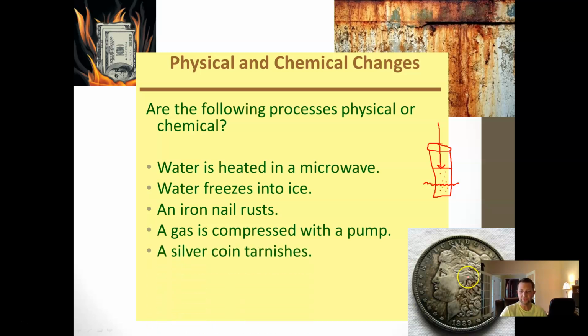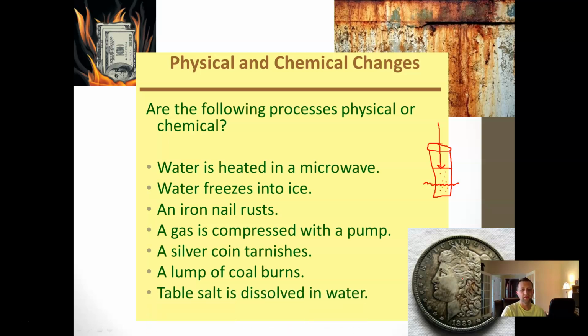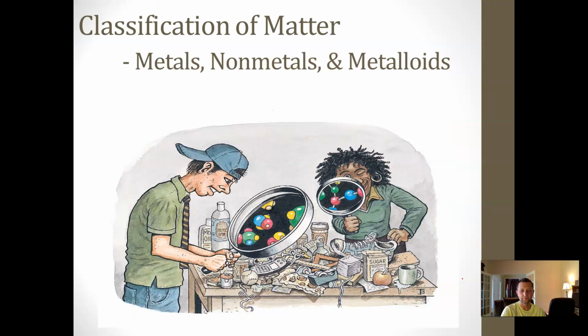Silver coin tarnishes. Tarnishing is a fancier word for oxidation or some reaction going on. So if you see tarnishing or tarnishes, that's a chemical change. This one's easy. A lump of coal burning. Anytime you see the word burning, you're thinking flammability, combustion reaction, you're thinking chemical change. And we already talked about this, table salt dissolving in water. One of our common misconceptions here: dissolving is always physical.